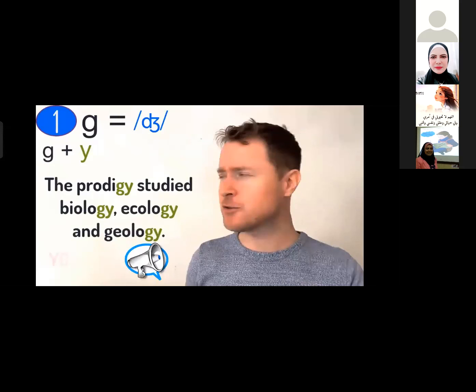Very good. So, what are the cases when we pronounce the letter G as ja, which we call soft G? In which cases? When G is followed by I, E, or Y, it's ja. Yes, it's soft ja. By the way, soft ja, because hard is g.